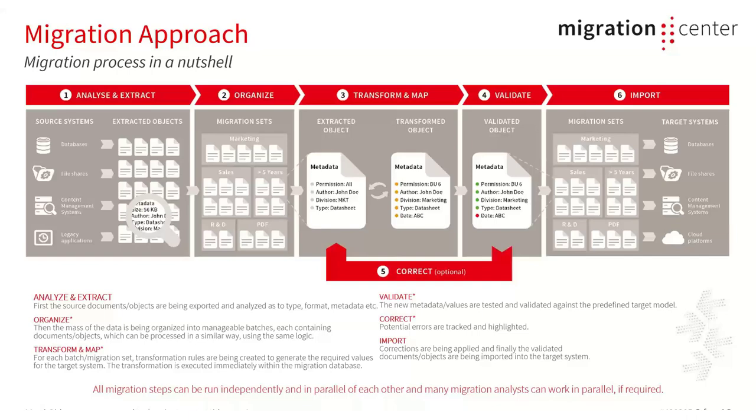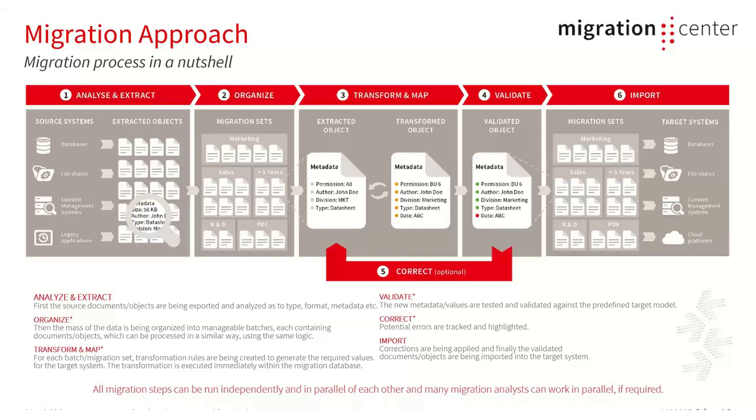Once you have created the transformation rules, you basically click a button like validate, and this will validate the newly transformed attributes against the target object type definition. That means in terms of length, minimum, maximum, mandatory attributes, repeating attributes, or any regular expression which you can also set in OnBase, can be validated before you do the actual import, right?